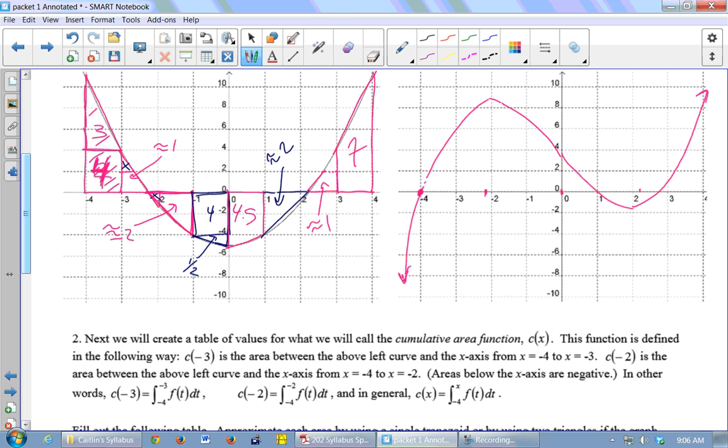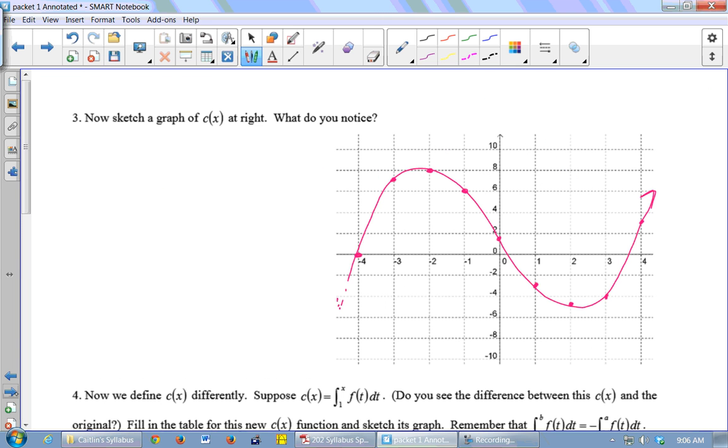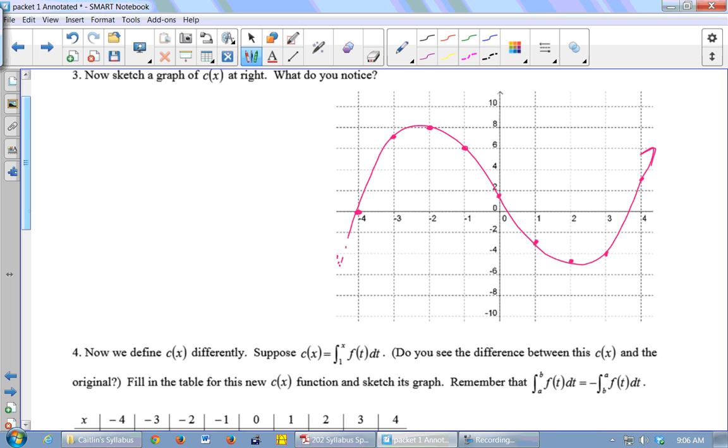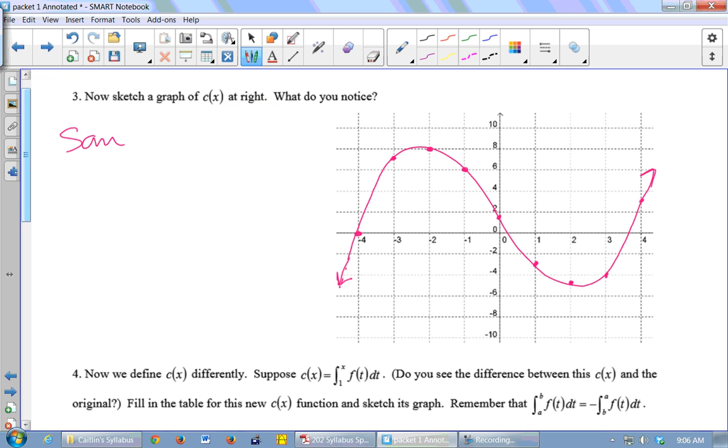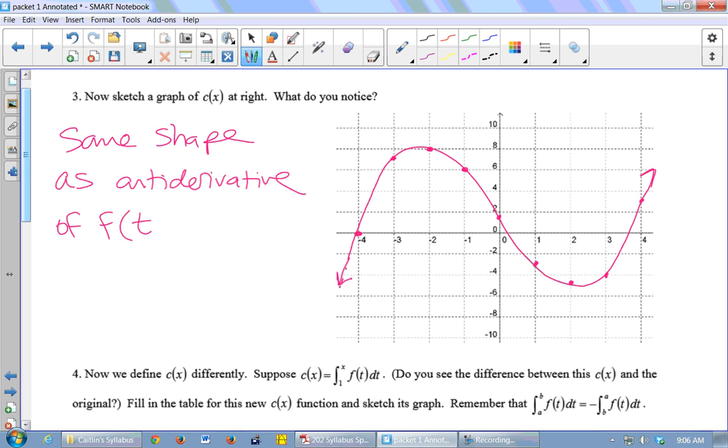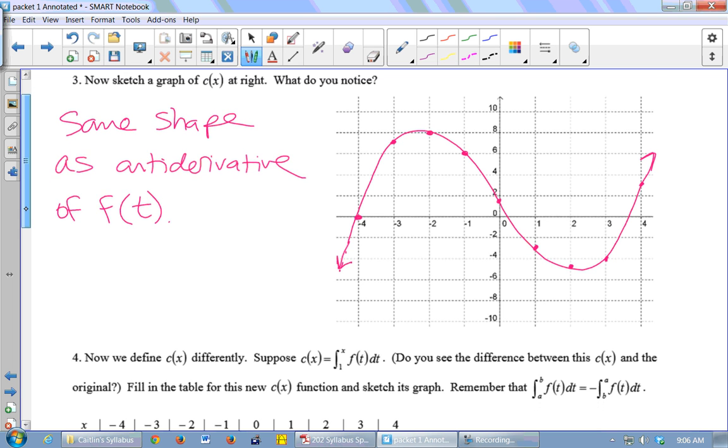Again, that sketch that we drew was a rough estimate, so your sketch might look a little bit different, but it should have the same shape. So it's got a very similar look to the original antiderivative we drew. It has the exact same shape, which kind of makes sense because we were taking integrals, and integrals are very closely related to antiderivatives.